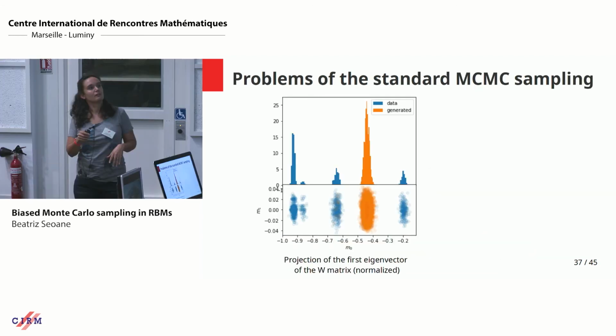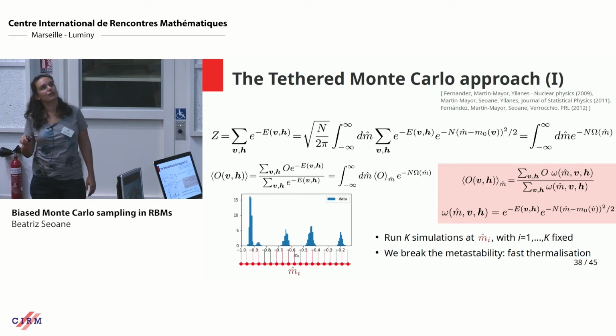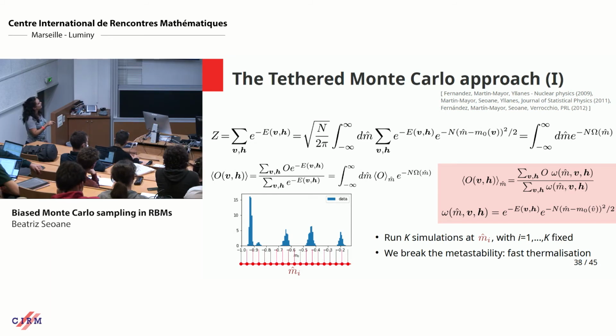As I said, we know that in general the solution when we have coexistence is to try to do biased sampling, to force the simulation to visit the magnetizations in between so we can sample all the clusters. We have solved this with the Tethered Monte Carlo approach, which I'm quite acquainted with because it was part of my PhD thesis.